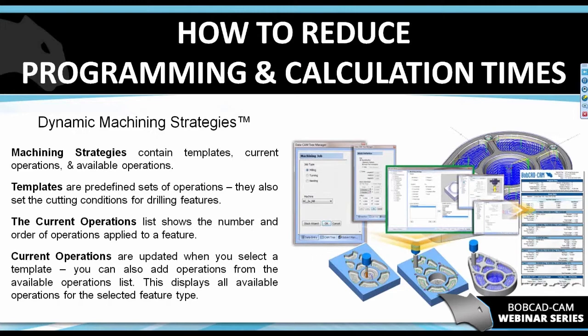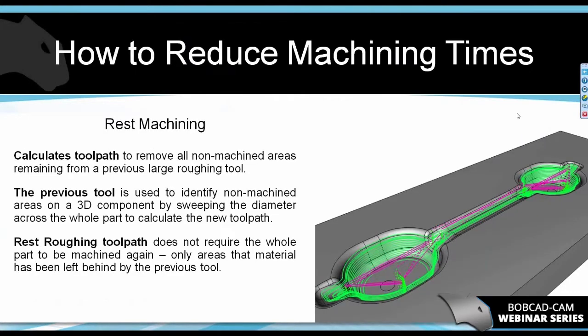We have the options in here for your machining strategy, your templates, being able to control the current operations and everything like that. So you guys can actually customize all the options. Maybe you guys use a specific standard of toolpath, and you want to use those same 4 toolpaths each and every time. You will have those options here, and we'll be able to go ahead and showcase that. Now, after that, we're going to go over the reduced machining time, okay? Calculating toolpaths, using the previous tool, rest roughing toolpaths, okay?